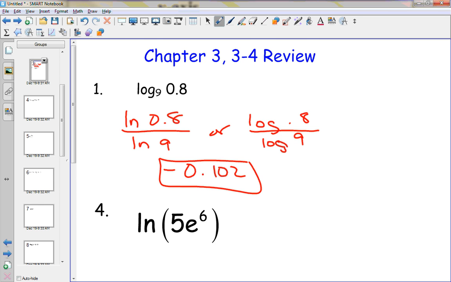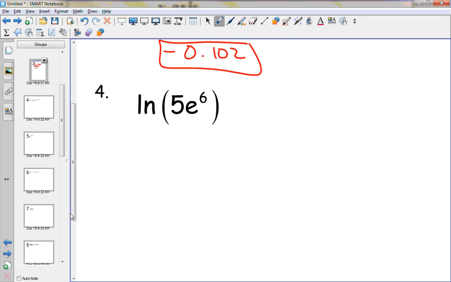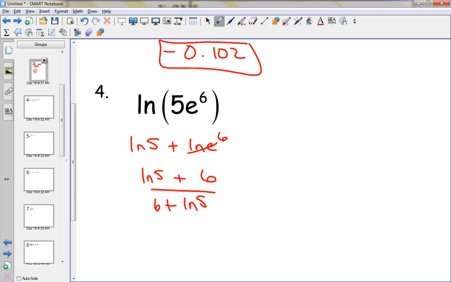Okay, next, number 4. Use the properties of logarithms to simplify the logarithmic expression. How is 5 e to the 6th attached? In multiplication, in log world, what is that? Addition. So it's the natural log of 5 plus the natural log of e to the 6th. What happens? Natural log and e's cancel out, and I have the natural log of 5 plus 6. So I'm going to write this as 6 plus the natural log of 5. I write it like that so that you guys don't mistakenly decide to take 5 plus 6 and add them together. Do we understand that?